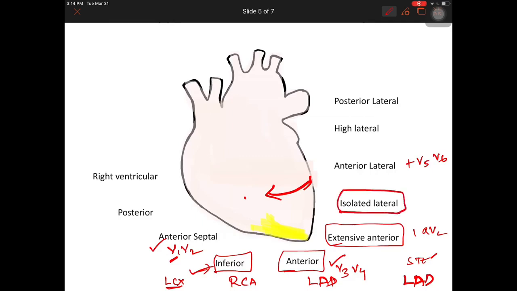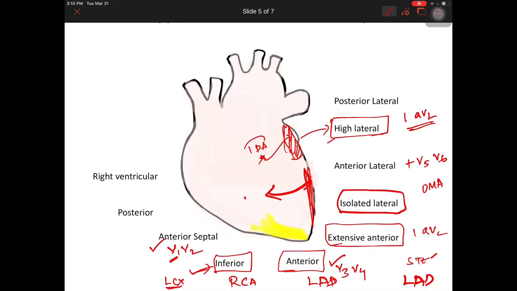Isolated lateral we have already seen, which happens due to blockage of only the obtuse marginal artery or a diagonal branch. The diagonal branch supplies the lateral region also. This is diagonal artery 1, the first diagonal artery. If it is alone involved, which is a branch of the left anterior descending artery, it gives off a high lateral myocardial infarction, where only lead 1 and lead AVL will show ST segment elevation. This is called high lateral, due to diagonal artery 1.